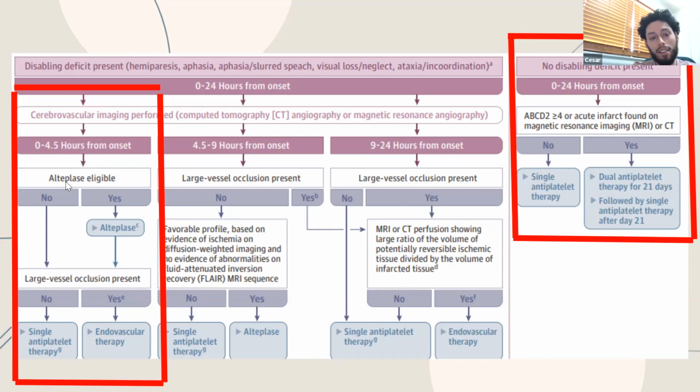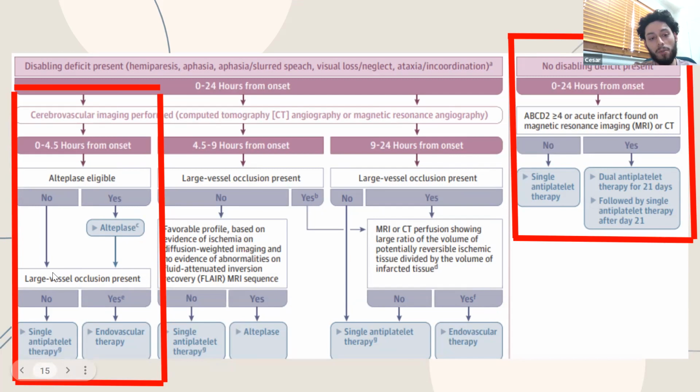So alteplase, I'll get a little bit more into what it is on the next slide, but alteplase is a medication that's essentially a clot buster. If there's any clots present, it dissolves those clots that can be found in the blood vessels in the brain. So if they're eligible for alteplase, and on the next slide I go into what makes a patient eligible for alteplase, then they'll receive alteplase.